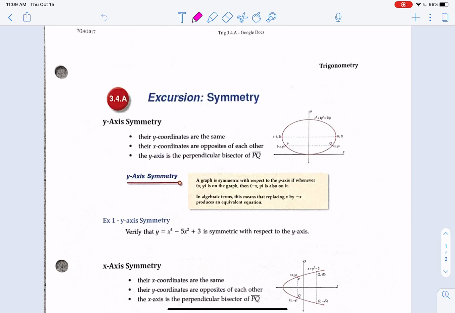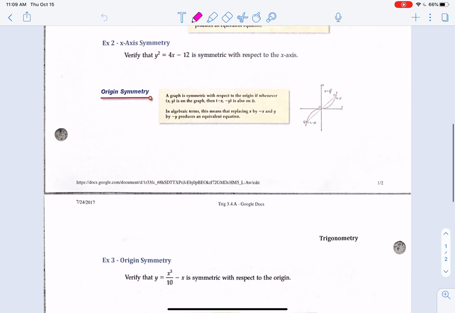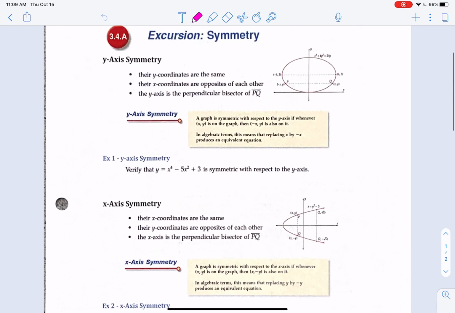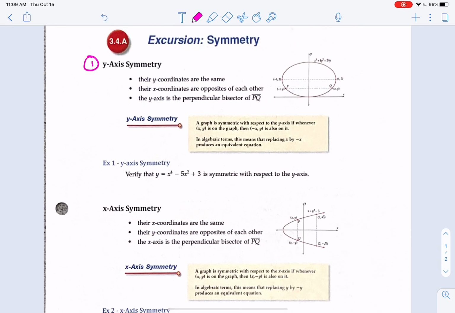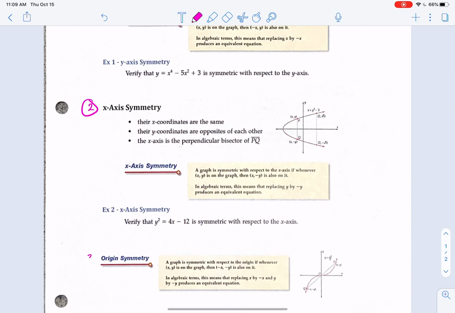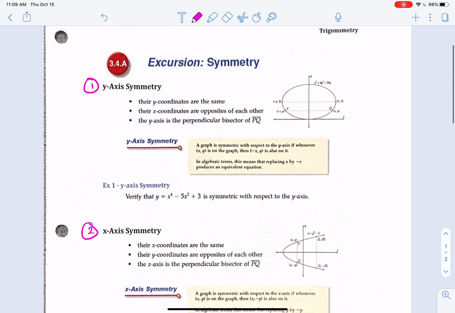We do this again at the end of Trig class, and then we will talk about this a lot in calc class as well. But there's three types of symmetry that we need to look for. The first one is y-axis symmetry. The second one is x-axis symmetry. And the third one is origin symmetry. Okay, so we're going to talk about each one of those three.